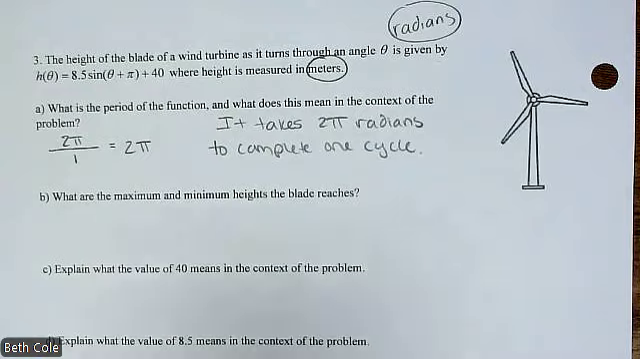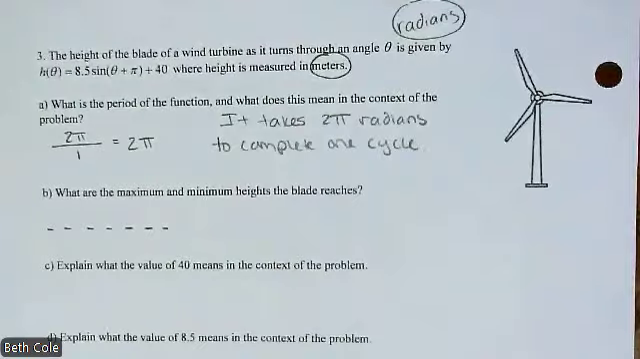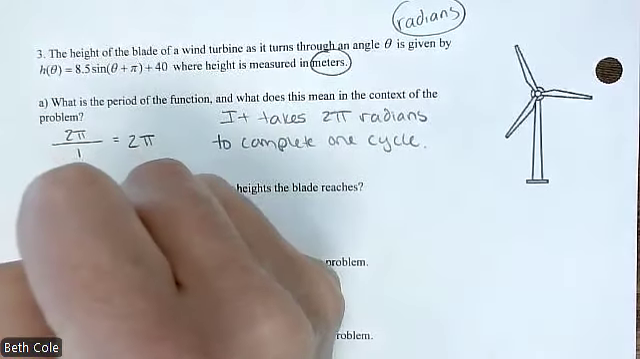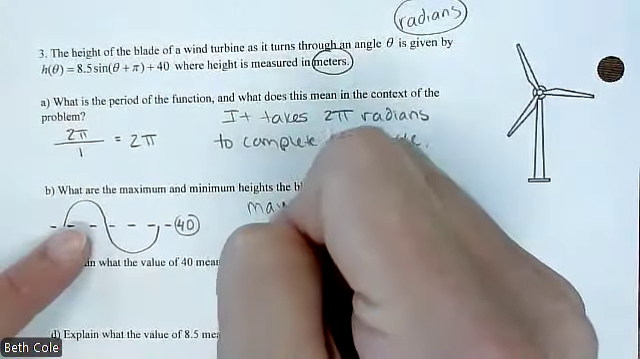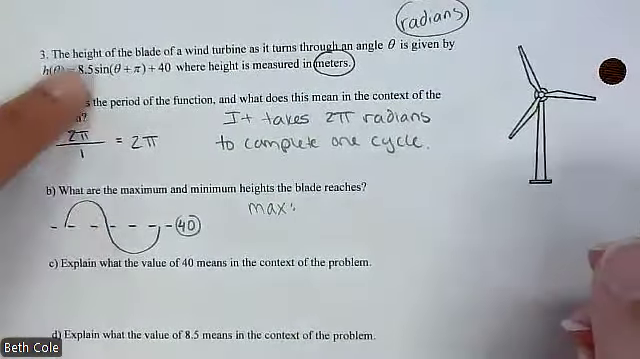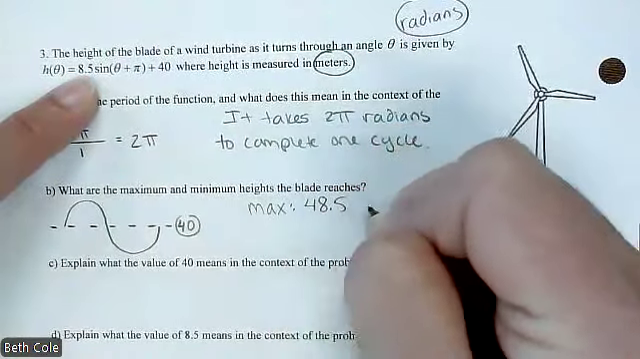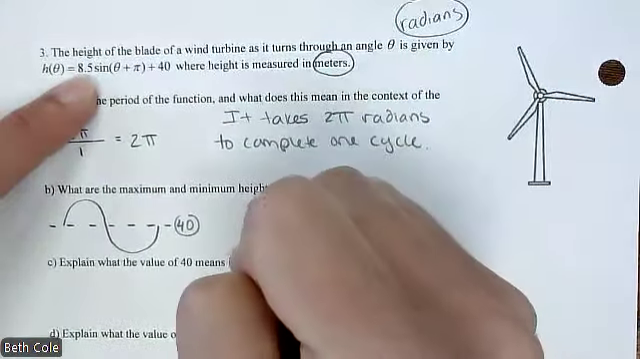Maximum and minimum, let's make our little picture. Where is our center line going to be? Look back at your equation. 40 is that center. Going to go up and come back down. And so how would we get that maximum in there? You would take 40 and do what? Add your amplitude 8.5. So that would just be 48.5 meters. Pretty far up there.